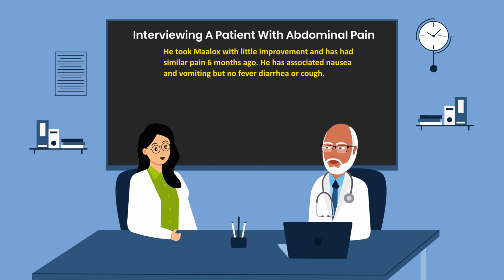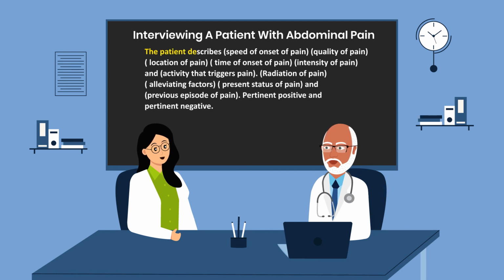And that summarized the history of the present illness, and in fact this gives you a good picture of the abdominal pain. The template that I want you to keep in mind is also displayed, and it goes like this. The patient describes, and you put the speed of onset of the pain, then the quality of the pain, then the location of the pain, then the time of onset of pain, then the intensity of pain, and the activity that triggers the pain, all in one sentence. The second sentence could be the radiation of the pain, the alleviating factors, the present status of the pain, and previous episodes of the pain. And then you can close the history of the present illness with pertinent positive and pertinent negative.